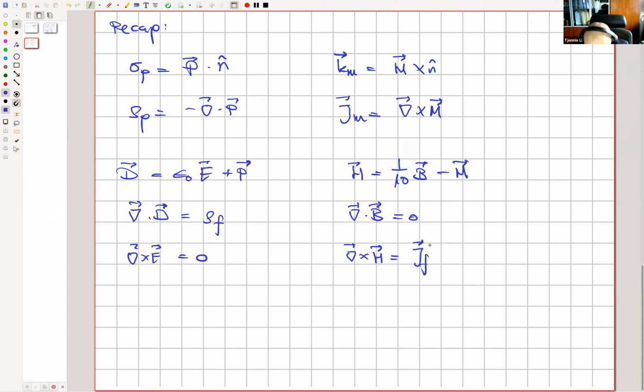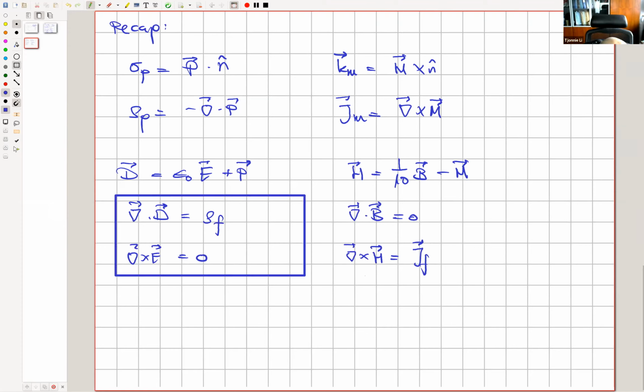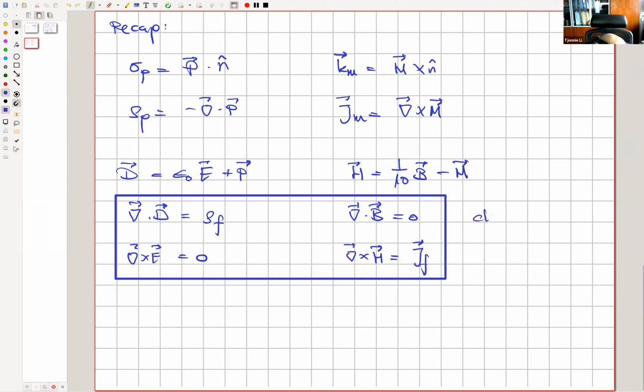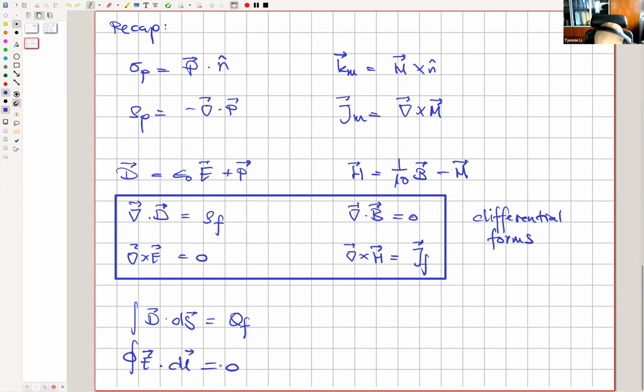Okay. Now, given these are so-called differential forms, and this is something that we extensively studied throughout this lecture course, of course we do have the equivalent integral forms that we may consider as well, which are given by the integral of D dot dS equals the total free charge, the closed loop integral of E dot dl equals 0, and then the B dot dS, the flux of the magnetic field, remains 0.